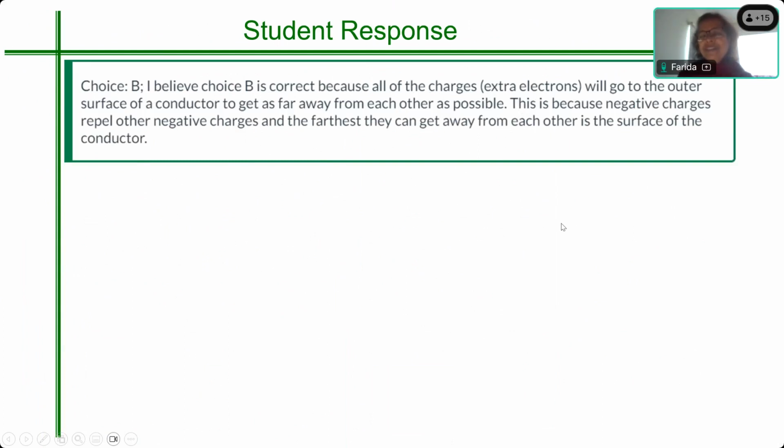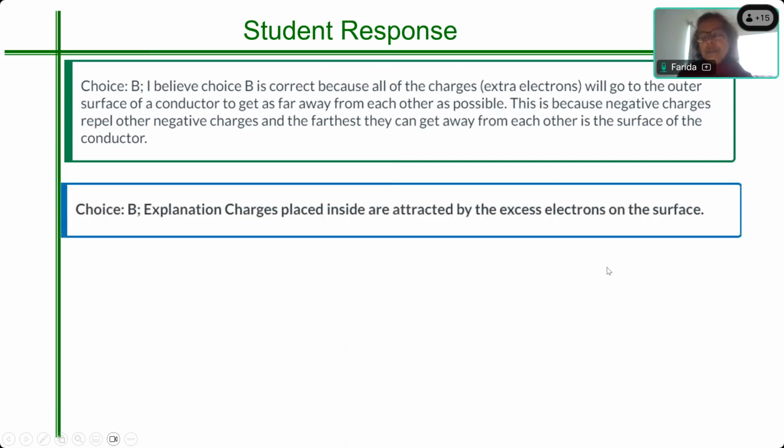So usually the points are 2 points. If it's very simple, sometimes we give 1 point, 2 points, or 3 points. That's it. This one was not very good because the charges placed are attracted by excess electrons on the surface. The choice was correct, but the explanation was not. So when a student gives a response like that, we have a grading rubric. If they make the correct choice, then we give 50% for the choice.